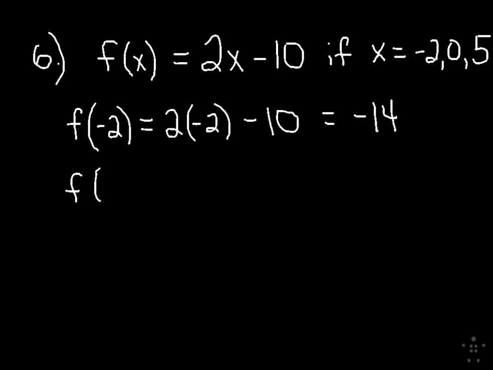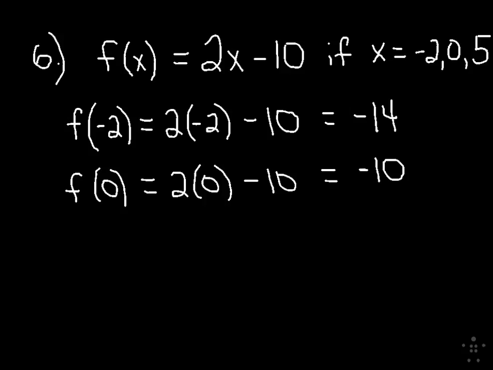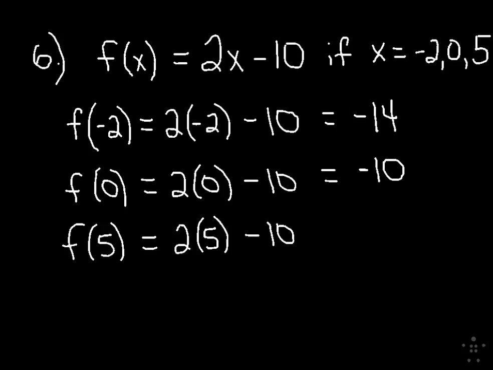When x is 0, so f of 0, we get 2 times 0 minus 10. 2 times 0 is 0, and 0 minus 10 is negative 10. So 0, negative 10. And then when x is 5, f of 5 is equal to 2 times 5 minus 10. Order of operations, multiplication first. So 2 times 5 is 10, and 10 minus 10 is 0. So those are the 3 values when we plug in the 3 values that were given to us for x. Let's move on to question number 8.